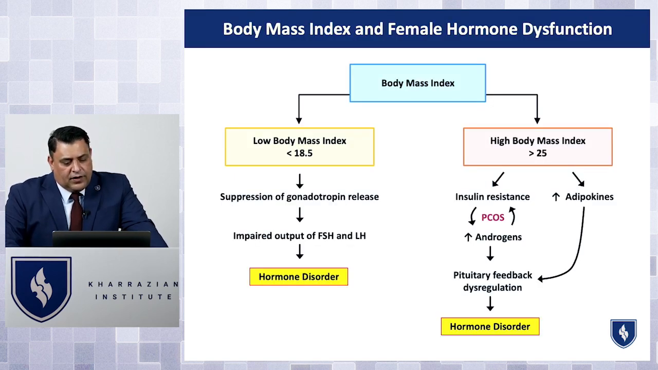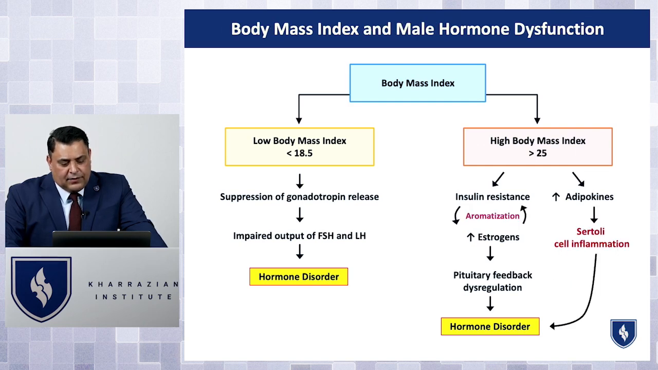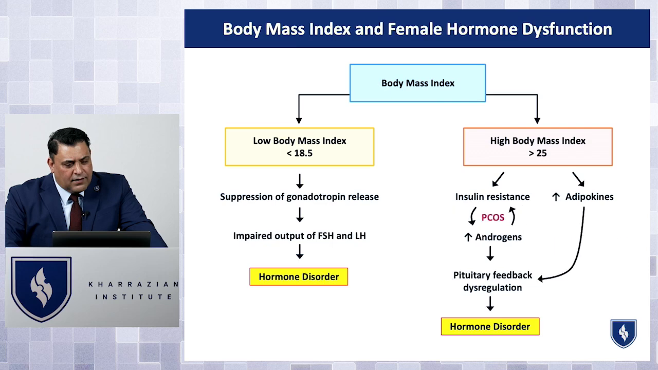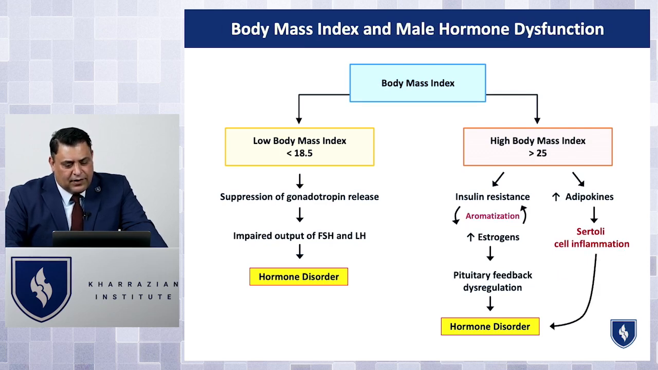So this is the basic chart. Low or high body mass index can impact hormone disorders and so forth. In females, it impacts the pituitary feedback loop. In males, the increased adipokines cause thyroid cell inflammation, addition, and aromatization, which can cause some problems.